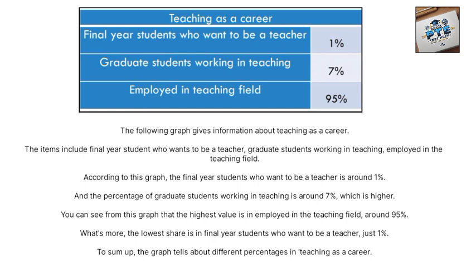the percentage of graduate students working in teaching is around 7%, which is higher. You can see from this graph that the highest value is in employed in the teaching field, around 95%. What's more, the lowest share is in final year students who want to be a teacher, just 1%. To sum up, the graph tells about different percentages in teaching as a career.